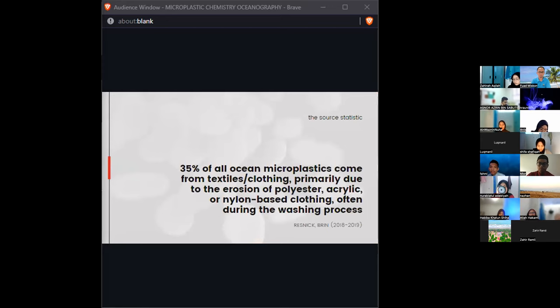This is just additional knowledge for us: 35% of all ocean microplastics came from textiles or clothing, primarily due to the erosion of polyester, acrylic, or nylon-based clothing, often during the washing process. So because we wash our clothing that is made from plastic, it can contribute to microplastic pollution.